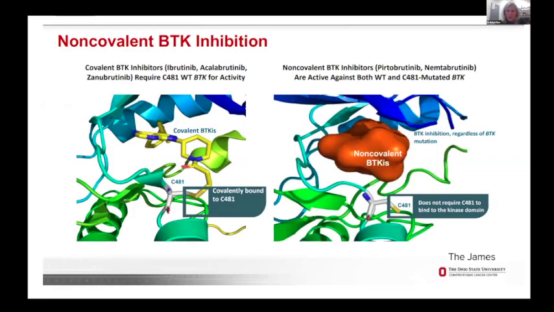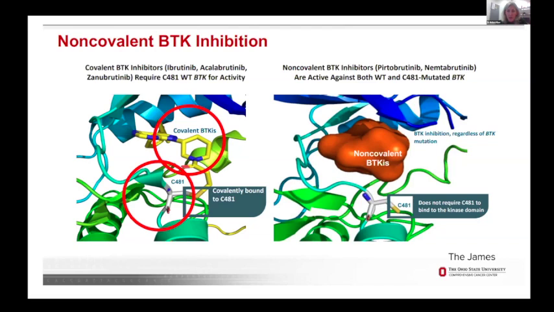Now, I'm just going to say a little bit about pirtobrutinib because we're in a relapsed CLL talk. Normally, when people show me a picture like this, I completely gloss over and stop concentrating. So I'm going to highlight the important bits in red. If you're a covalent BTKI, then you look like this. You're a yellow and blue blob. So when we're talking about the covalent BTK inhibitors, we're talking about ibrutinib, acalabrutinib, zanubrutinib. And if you want to bind and do your job, then you need to be able to bind to this bit here, C481, and it needs to not be mutated.